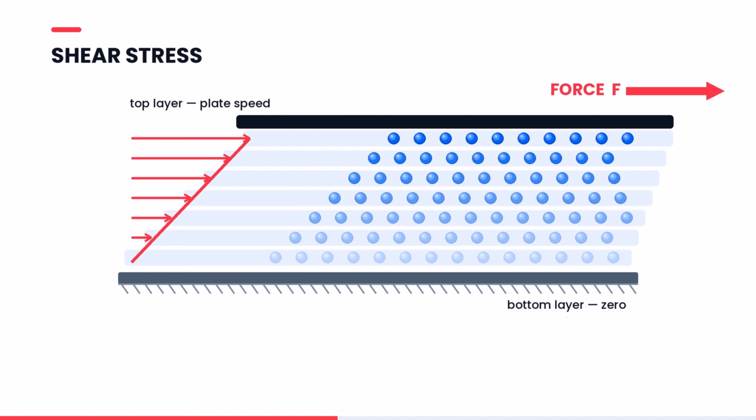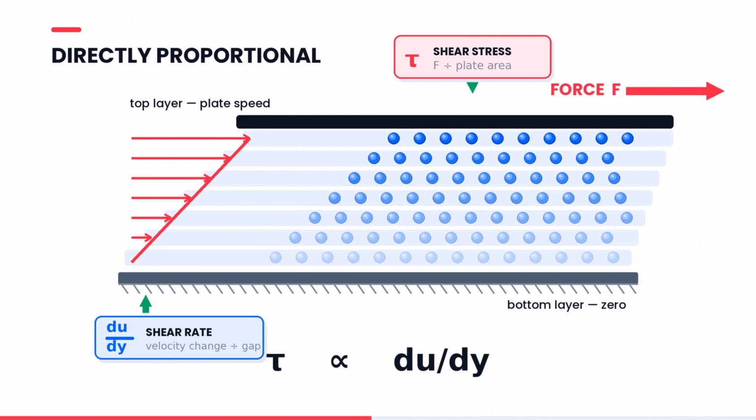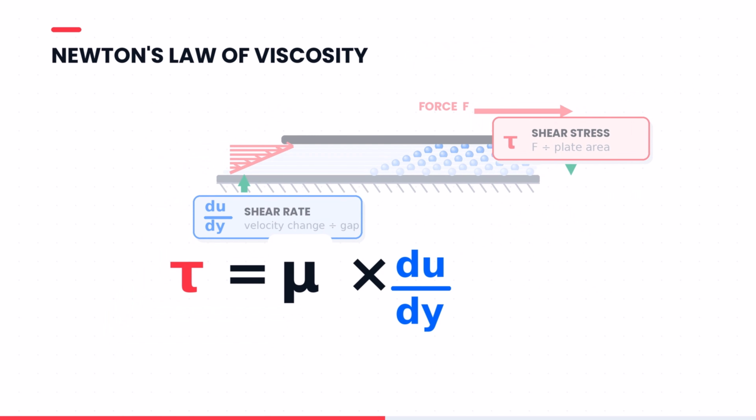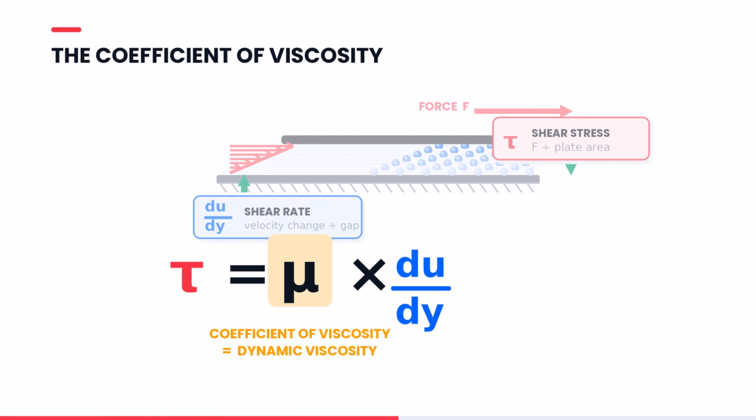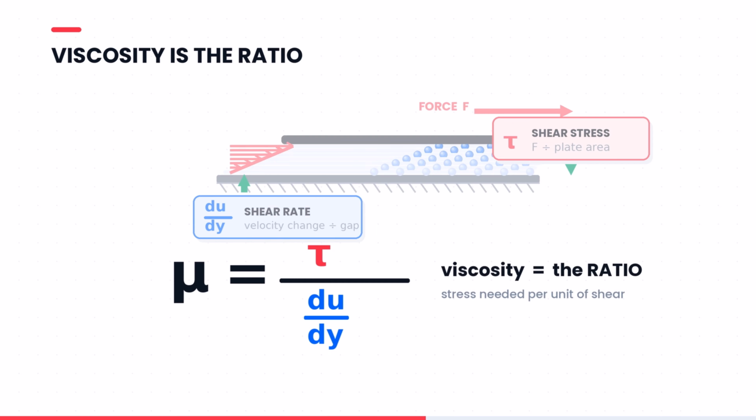The force, divided by the plate area, is the shear stress, tau. The change in velocity divided by the gap is the velocity gradient, or shear rate. Newton found that these two are directly proportional. Tau equals mu times du by dy. Newton's law of viscosity. Mu is the constant of proportionality, the coefficient of viscosity, or dynamic viscosity. Rearranged, viscosity is shear stress divided by shear rate.